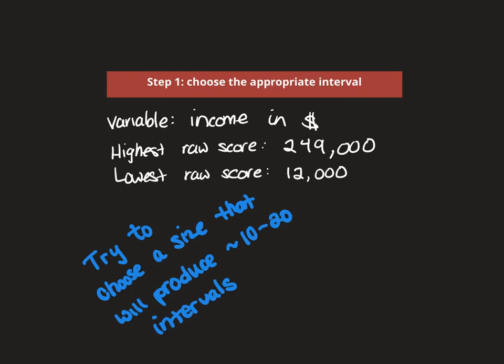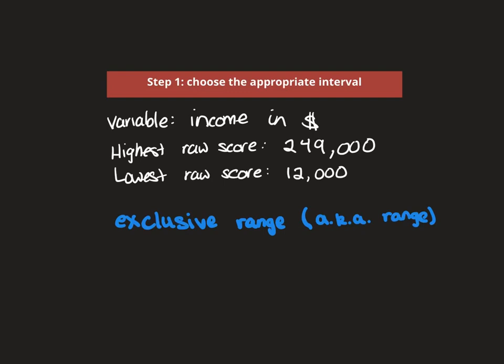We do want to have about 10 to 20 intervals typically in our histogram. If you have fewer than 10 intervals, you're probably creating intervals that are too large. If you have more than 20, you're probably not doing enough summarizing. So try to find a size for your intervals here that'll yield approximately 10 to 20 intervals, and we'll subsume scores going from 12,000 all the way up to 249,000. As a hint, start by finding the range, and then try to break that into intervals.